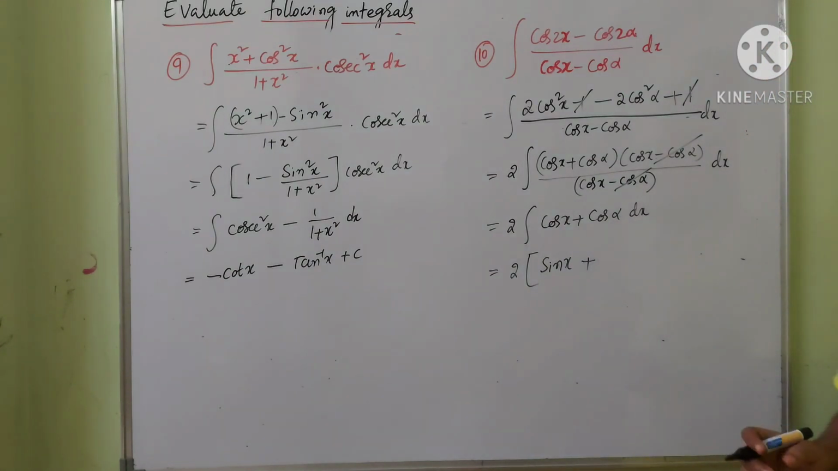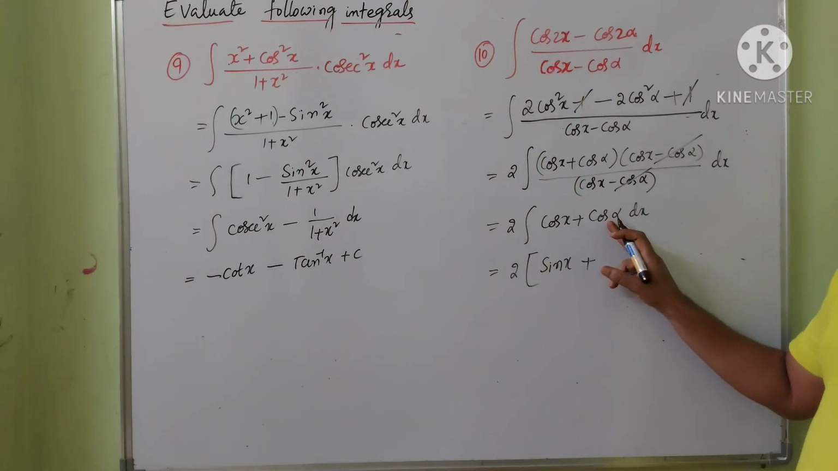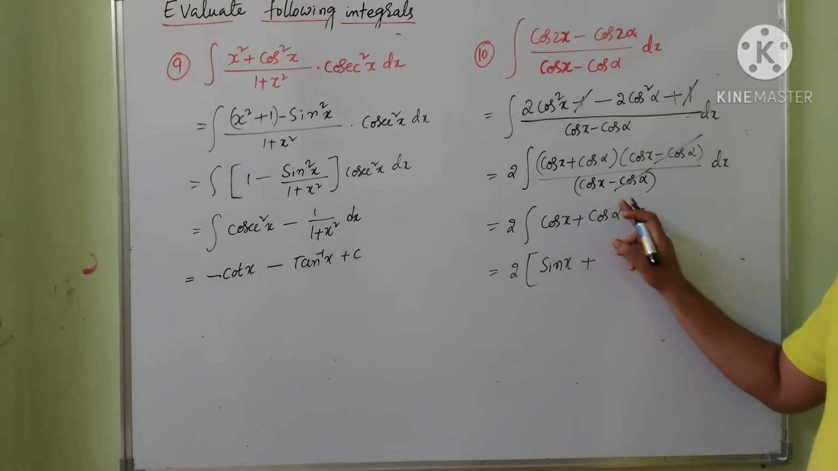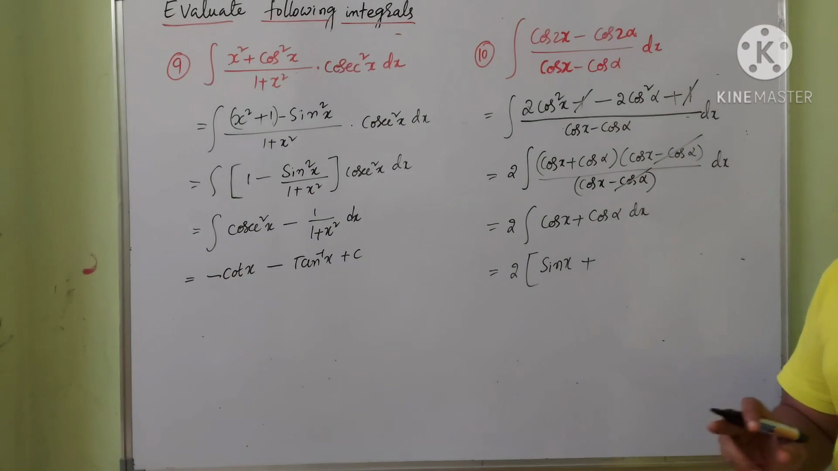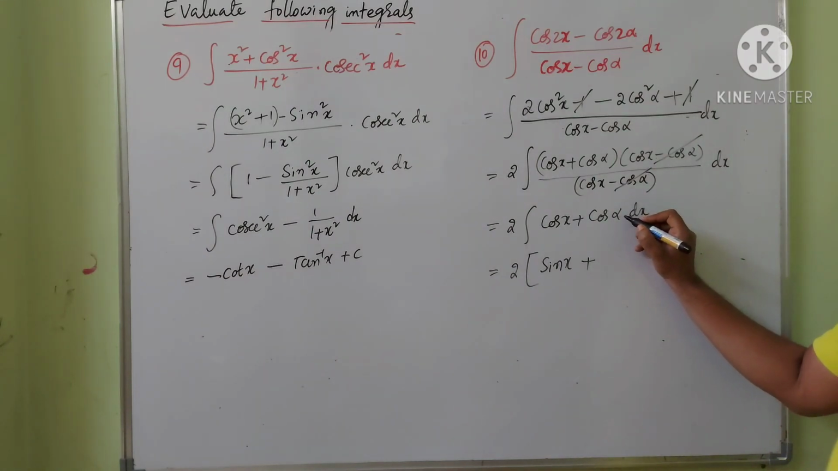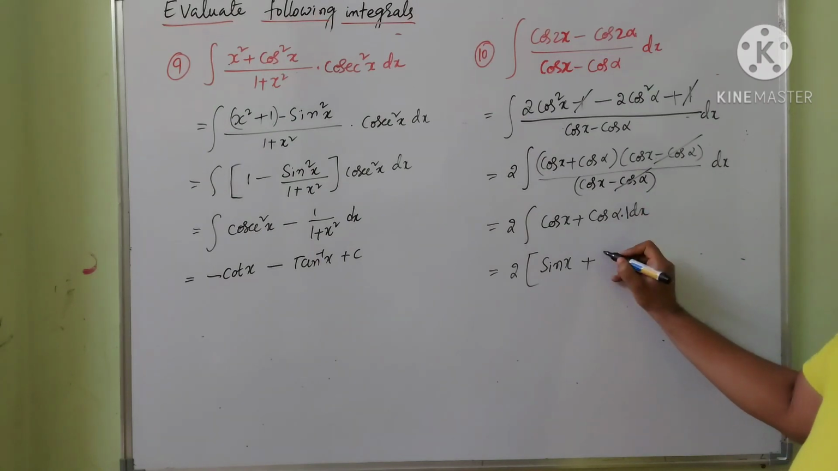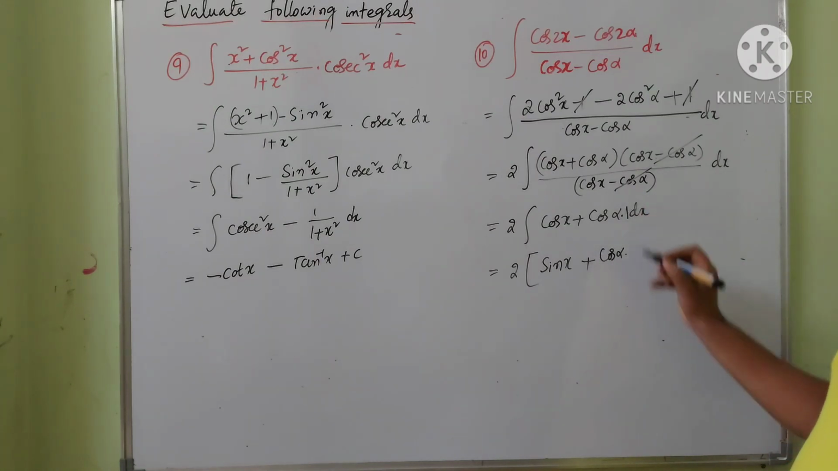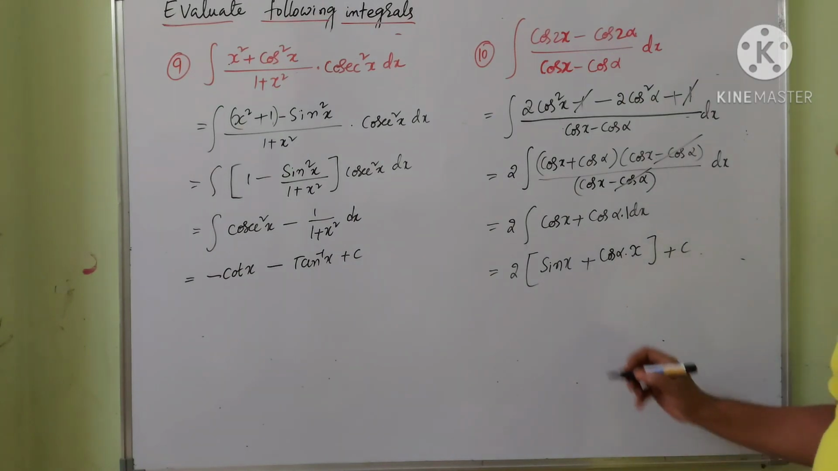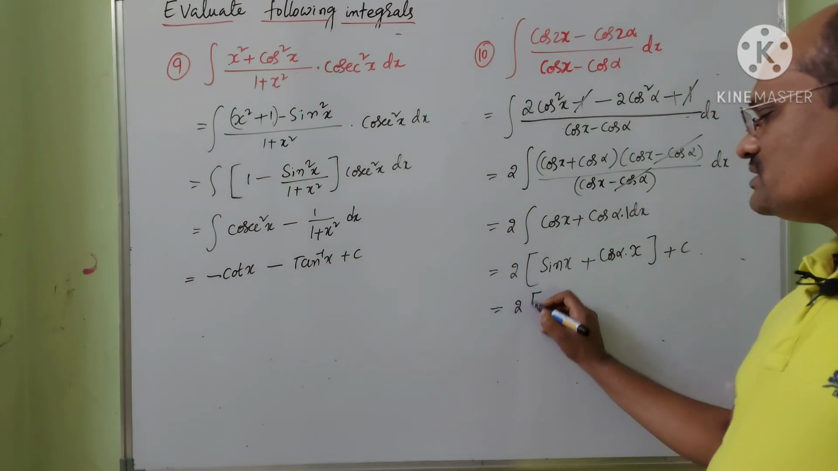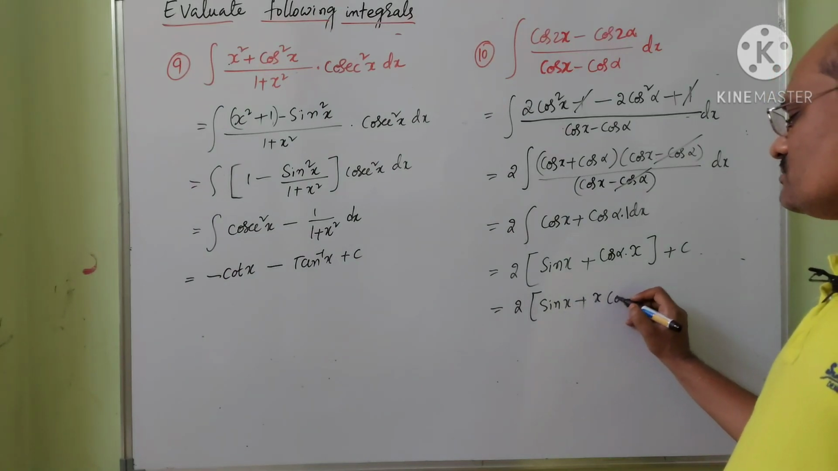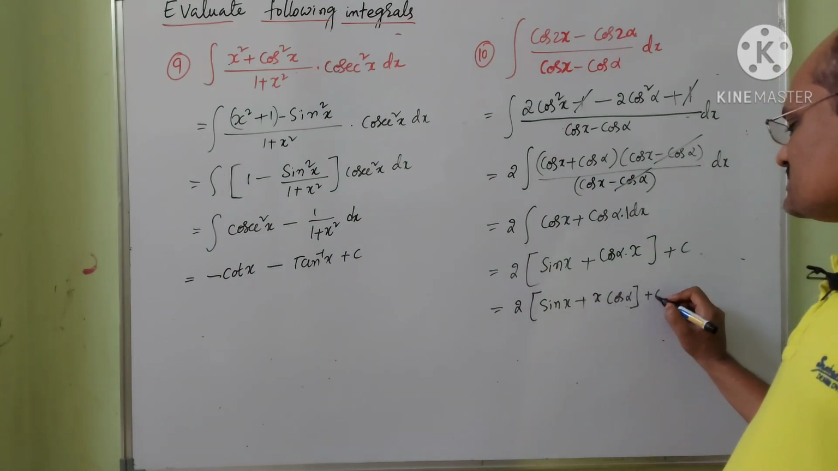Here cos alpha is a constant. There is no x here. We are integrating with respect to x. There is no x here, that means it is a constant. For a constant, to integrate, you have to multiply by 1 and integrate. Cos alpha into 1, integration is x plus c. So the answer is 2 into sin x plus x into cos alpha plus c.